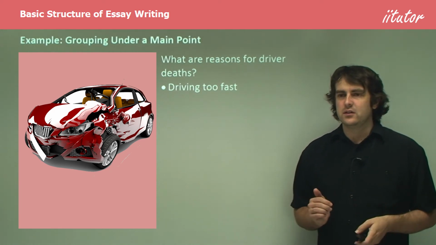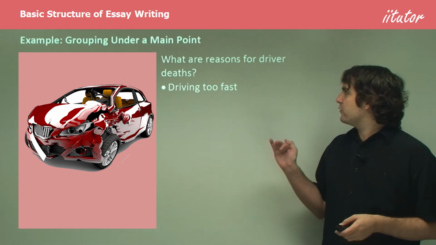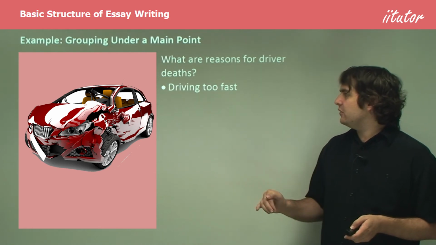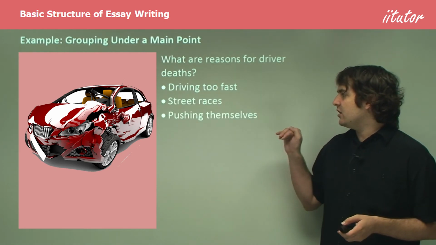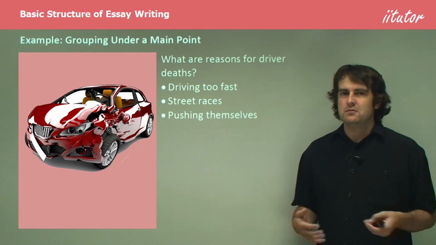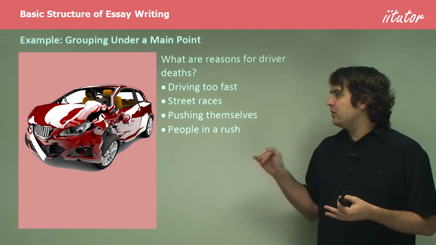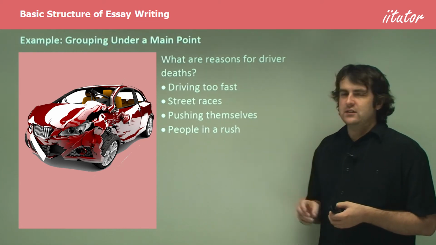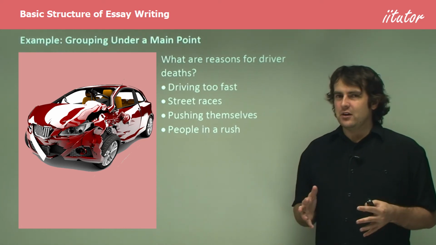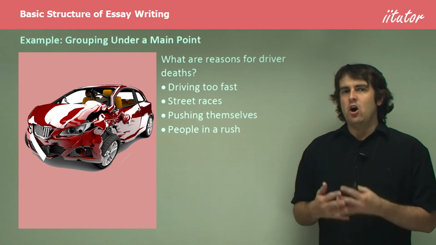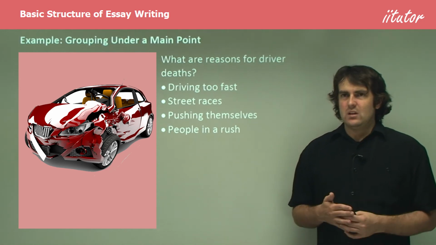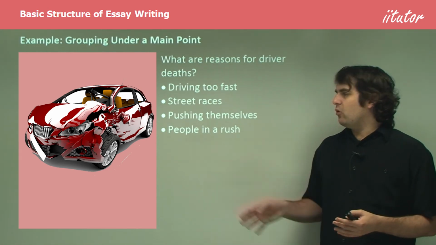So if you're to look at what are the reasons for drivers' deaths, and you go driving too fast, and you go street races, and you go pushing themselves too hard when you're wanting to see how fast you can go for the first time, and then people in a rush, you've got all those four things together and you're going, okay, how do I group those together? What is the common ground? And then you think, I don't know, can I just write them all as four separate points?